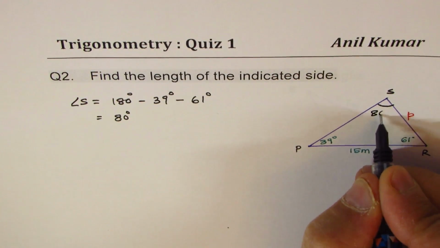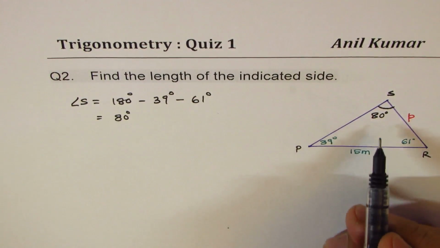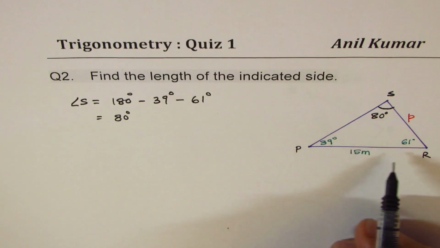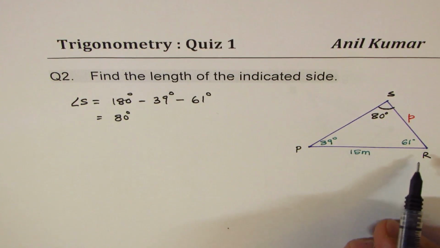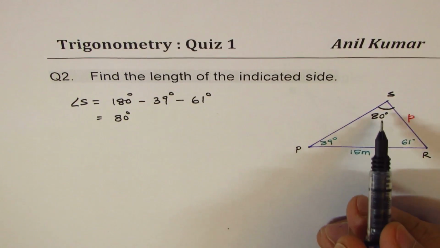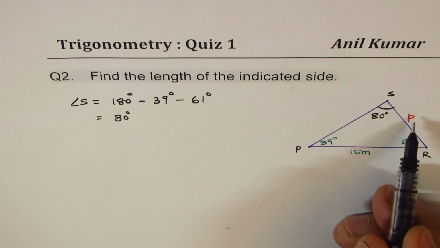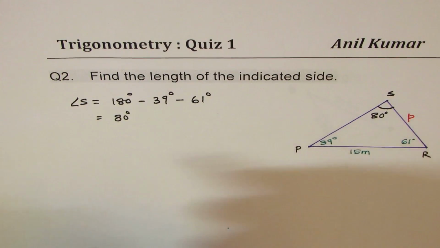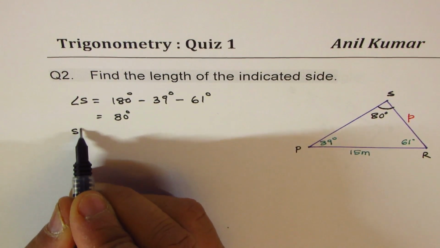So this angle is 80 degrees. Now here, since the triangle is not a right triangle, we can apply sine law to find the given side. So knowing this combination helps to find P. So side P, we are applying now sine law.